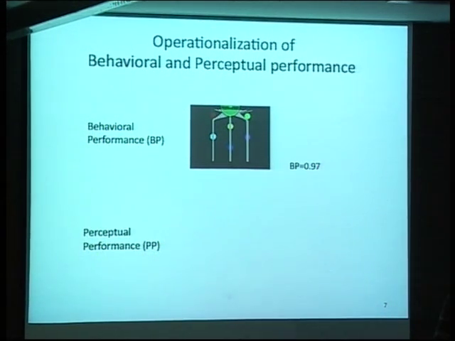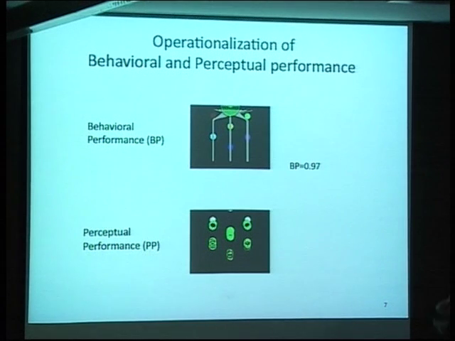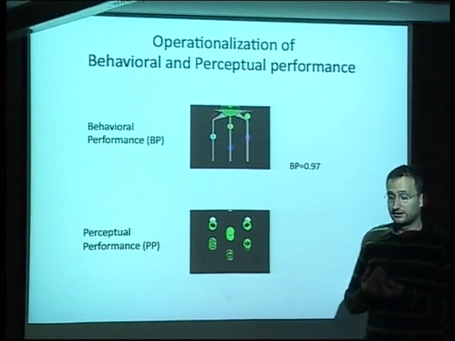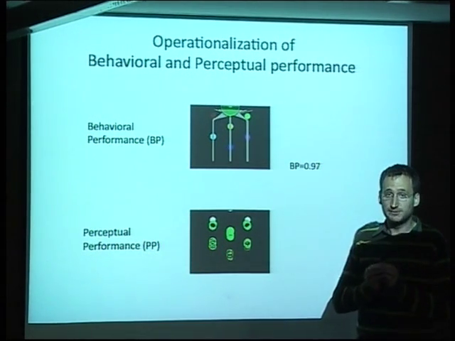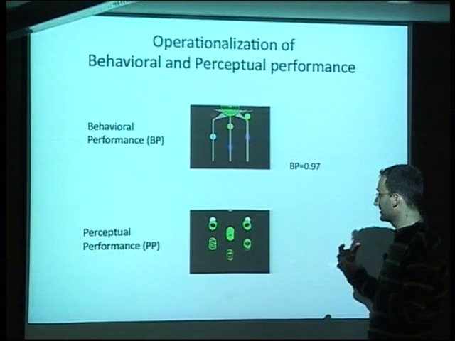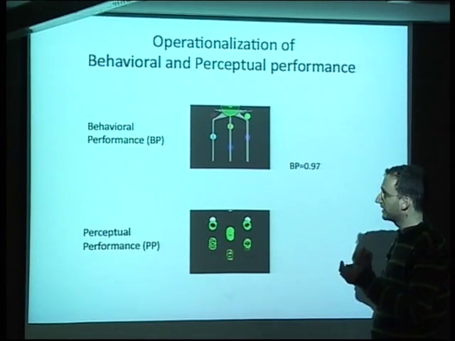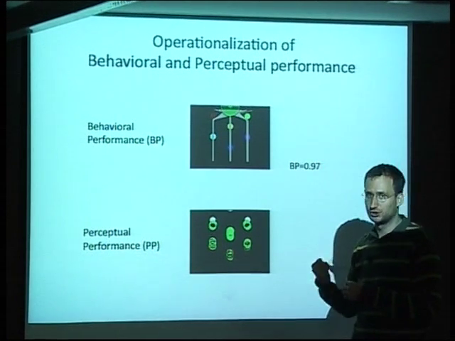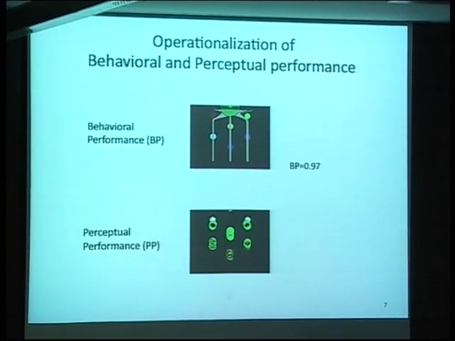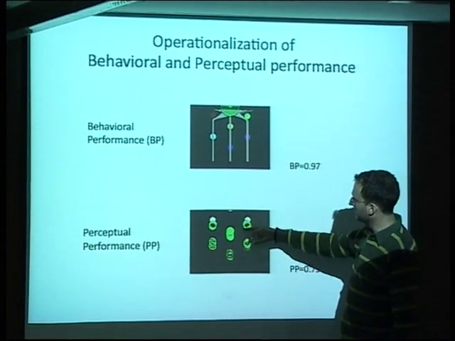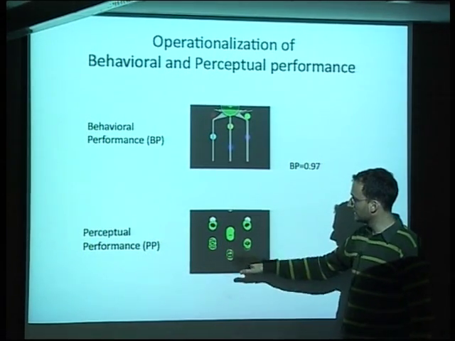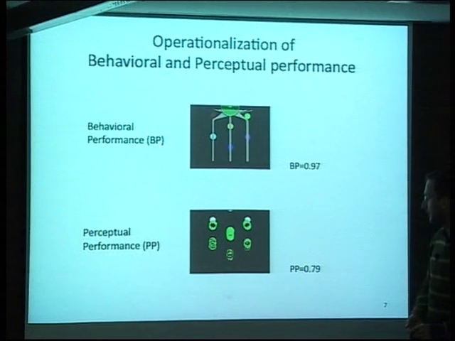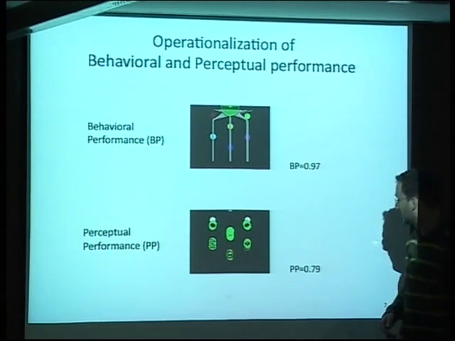Then we also have the perceptual performance, where we take the prototypes we have learned and test how well we can classify what the percept corresponding to this prototype actually was. In this case, whenever I can classify it, I have a green circle. When I cannot classify it, it's a red circle. And in this case, the performance is 79%.